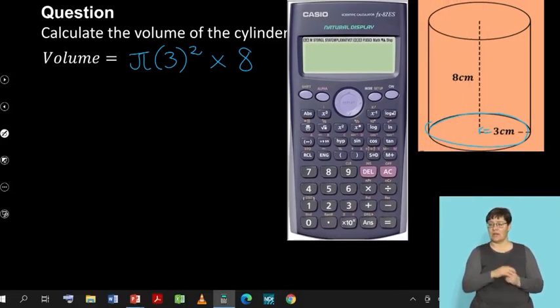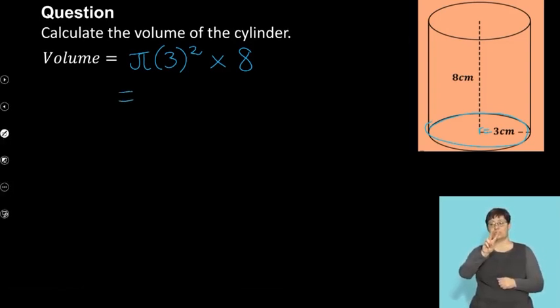So we are going to type in pi. Just a reminder how to get the pi on your calculator. You press shift, and then you press the button that says times 10 to the power of x at the bottom, and that gives you your pi. So it's going to be pi times 3 squared times 8, which gives me 72 pi.